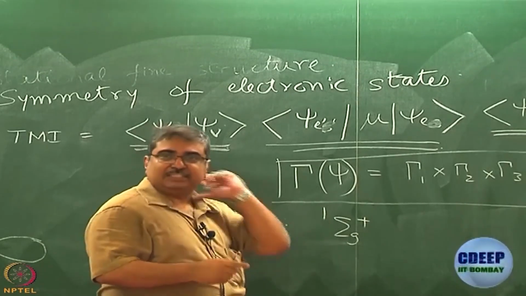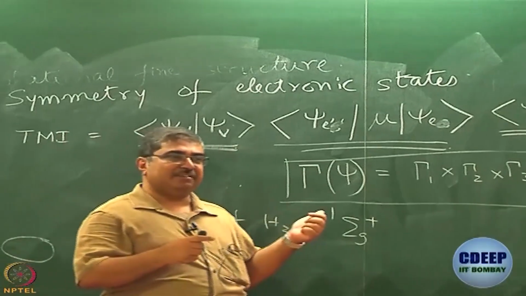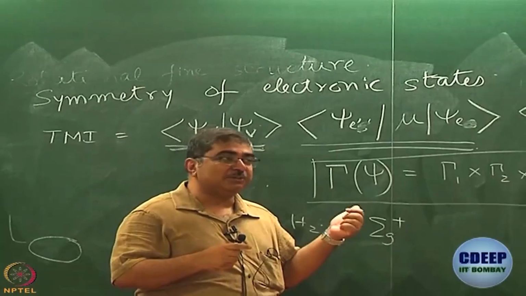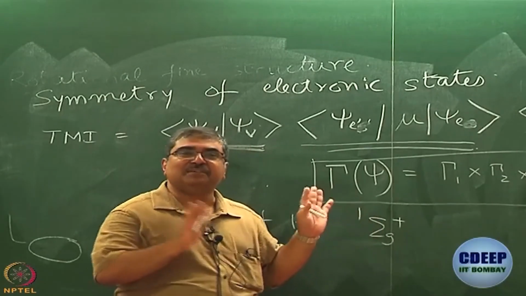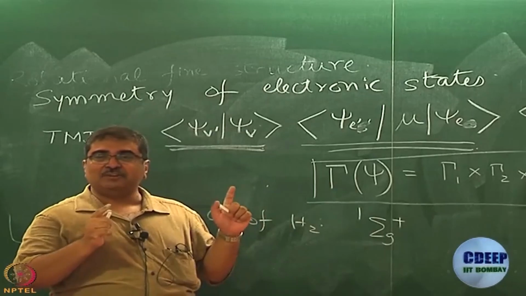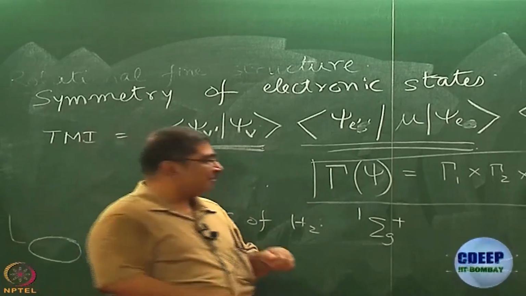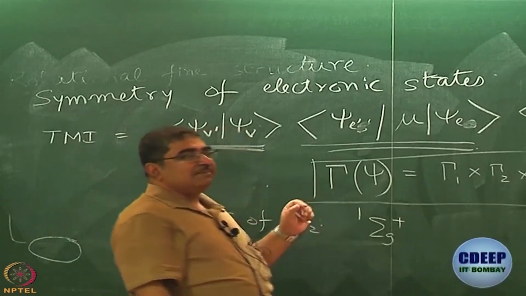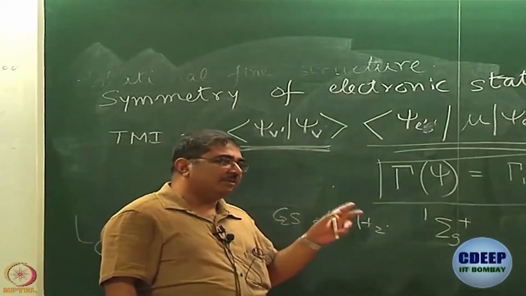But of course, when I say spins are paired, do not forget what I mean. I mean alpha beta minus beta alpha, please do not forget that. We are going to use that also. You will understand what I am saying. Do not get too obsessed with this picture, okay. So, singlet sigma g plus is the ground state of things like dihydrogen, dilithium, all those things.